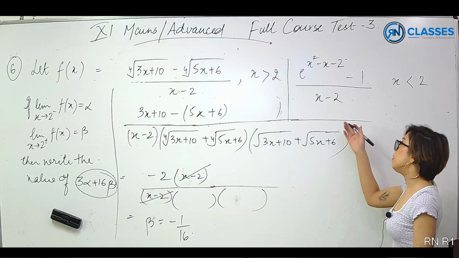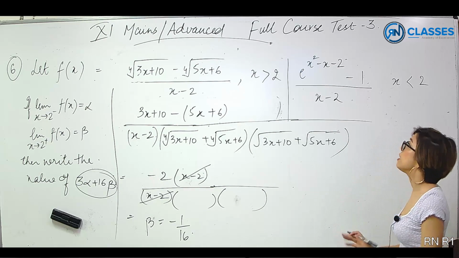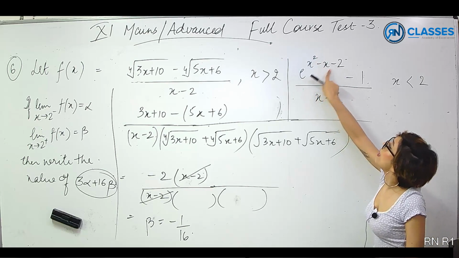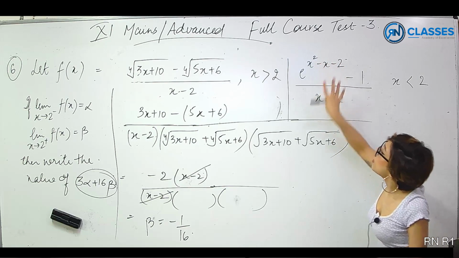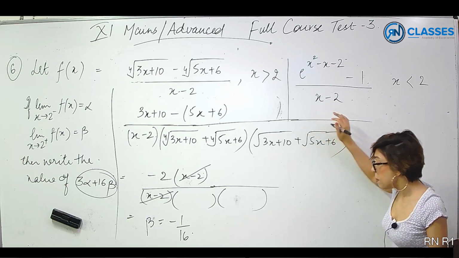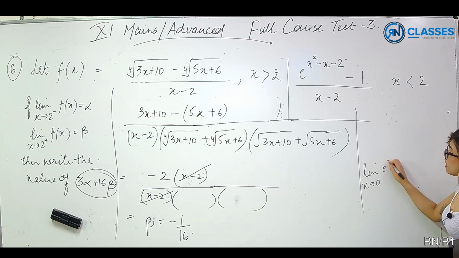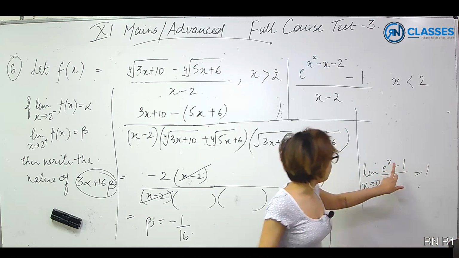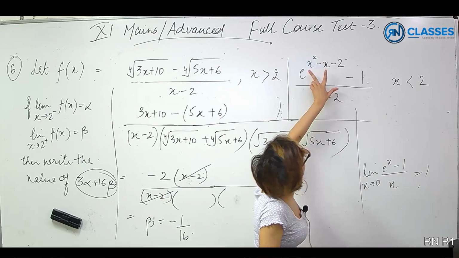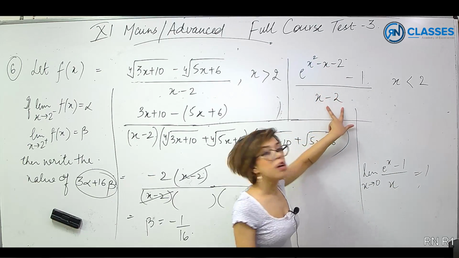Alright, let's come to this limit. Now, this limit is very easy. Now, x square minus x minus 2, this exact term has to be there, right? Because I remember the limit of x approaches 0 of e raised to x minus 1 divided by x. Whatever is here, it has to be here. So, I want x square minus x minus 2 in the denominator.